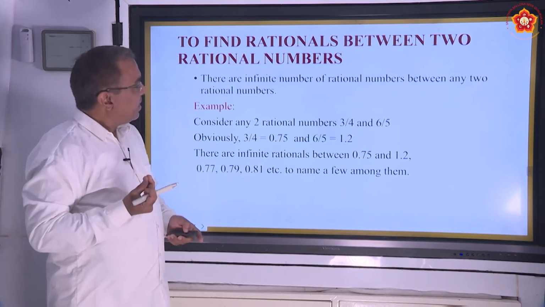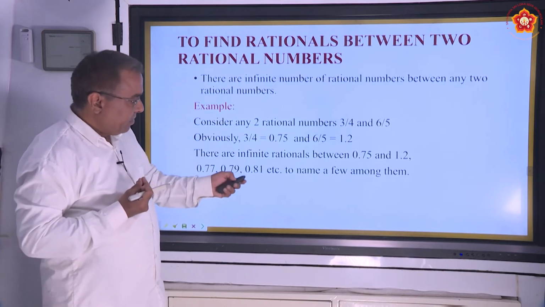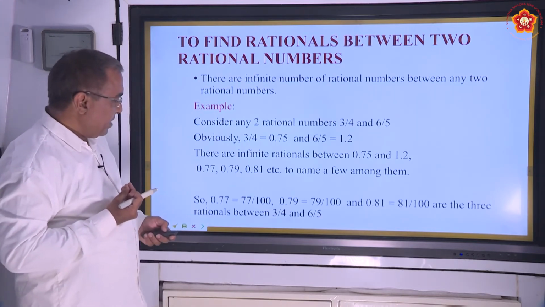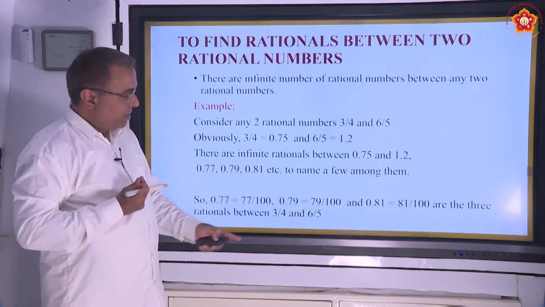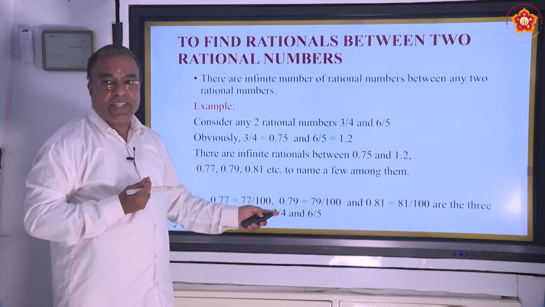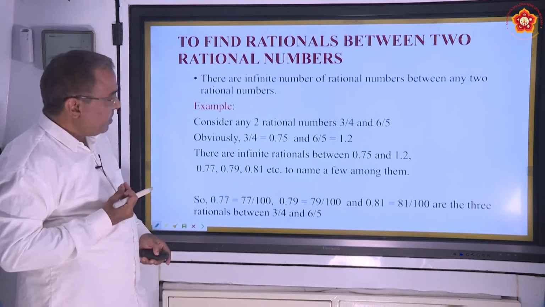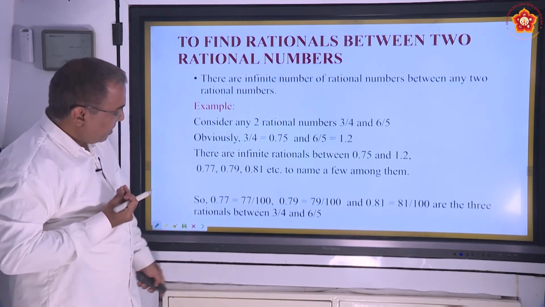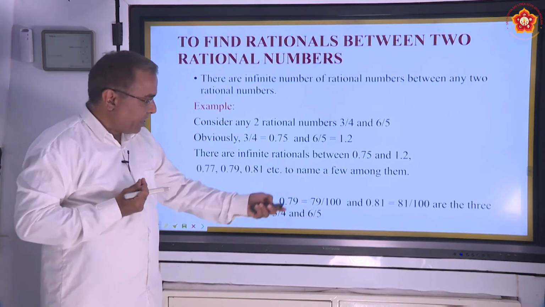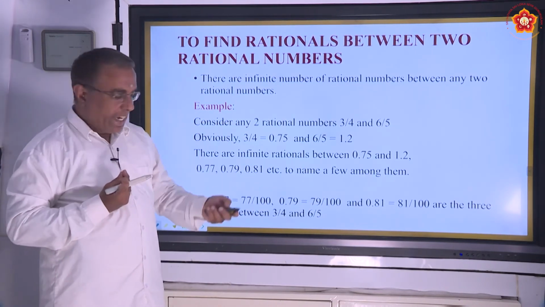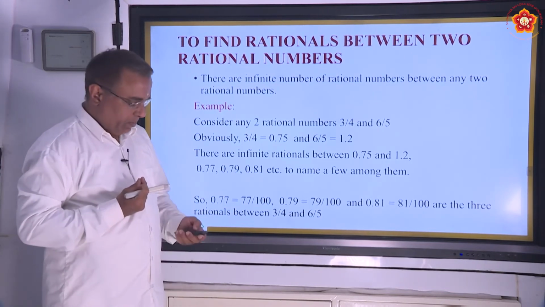Many are there, just to pick up, since they have asked us only any two rational numbers, we will take any two of them. So 0.77, how do we represent? 77 by 100 as a fraction. Similarly 0.79 we can write as 79 by 100 and so on. So these are the required rationals. They have asked us two rational numbers, but however we have found 3, or we can find any number for that matter between any two rational numbers.